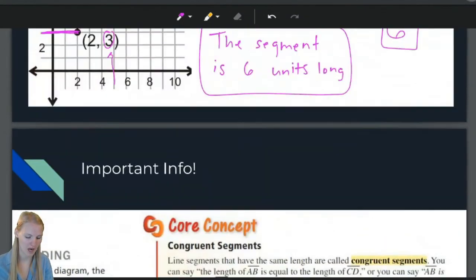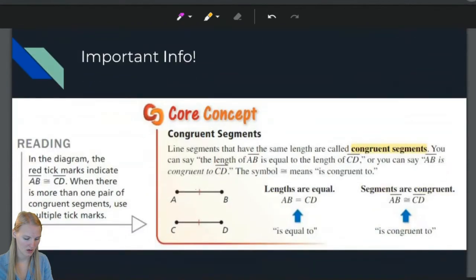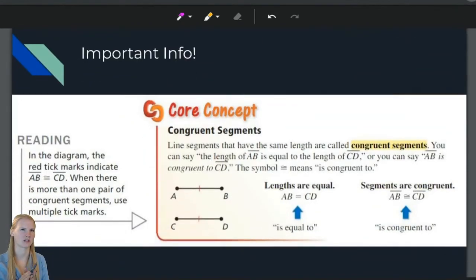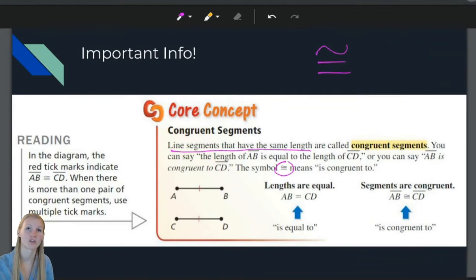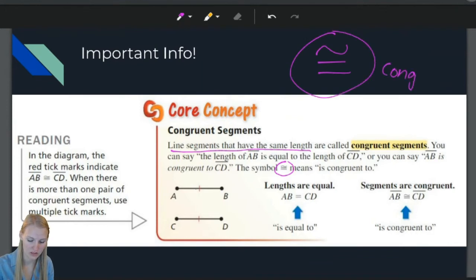Now that we know how to find the length of a segment, now we need to know about congruent segments. So, line segments that have the same length are called congruent segments. You can say the length of AB is equal to the length of CD, or you can say segment AB is congruent to segment CD. This symbol, I'm going to draw it bigger for you. It's an equal sign with a squiggle above it. And this symbol means congruent.